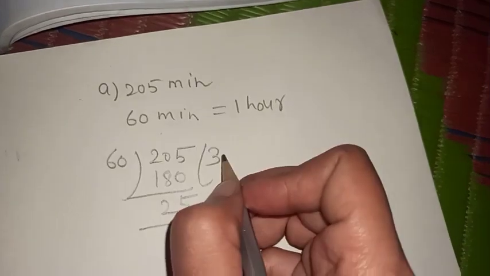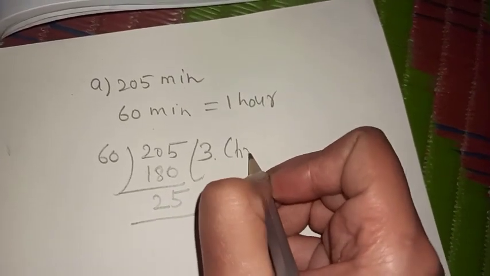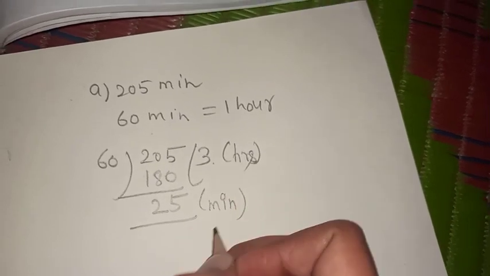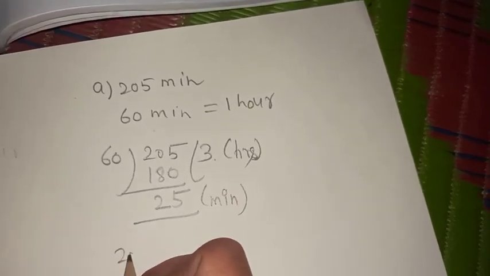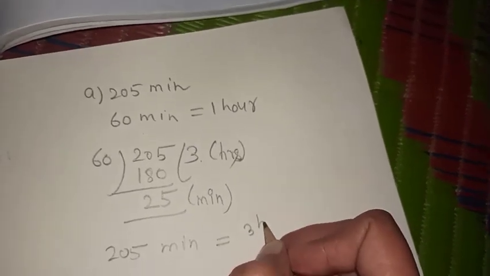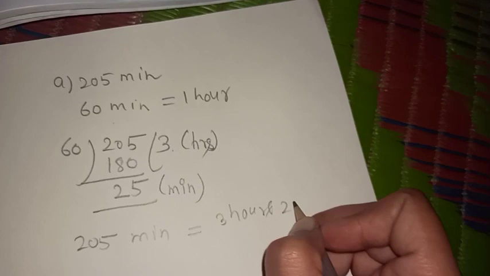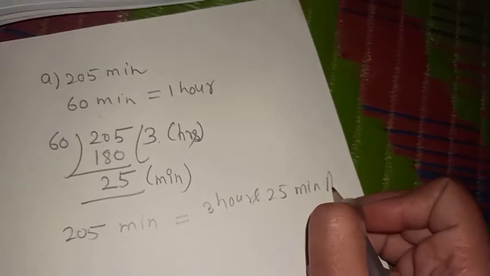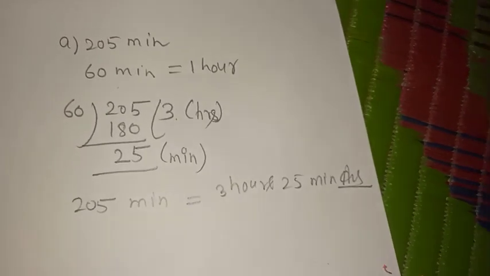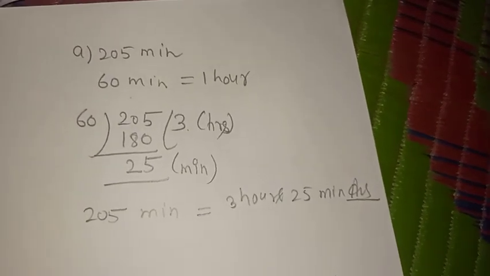So how will you write it? The quotient is always hours, 3 hours, and the remainder is your minutes. So your answer will be, you will write like this: 205 minutes is equal to 3 hours 25 minutes. This will be your answer. So what do you have to do? Actually, you have to do division. Similarly we will do the second part.